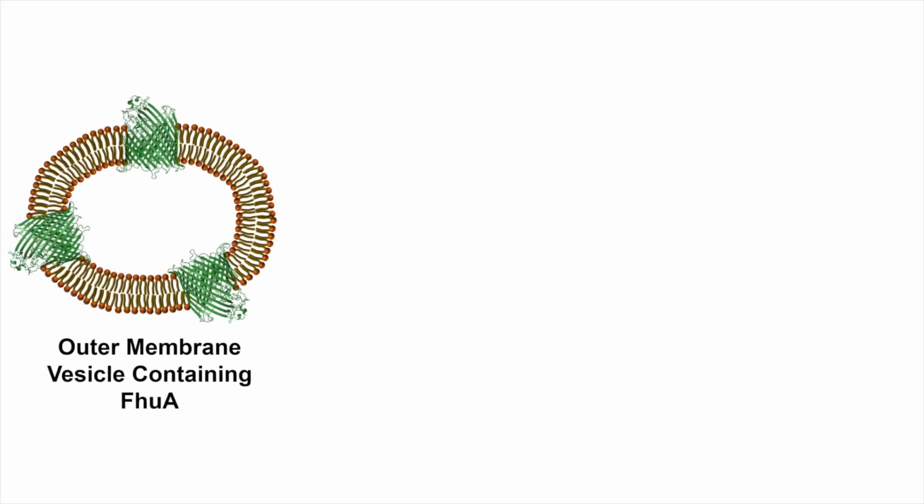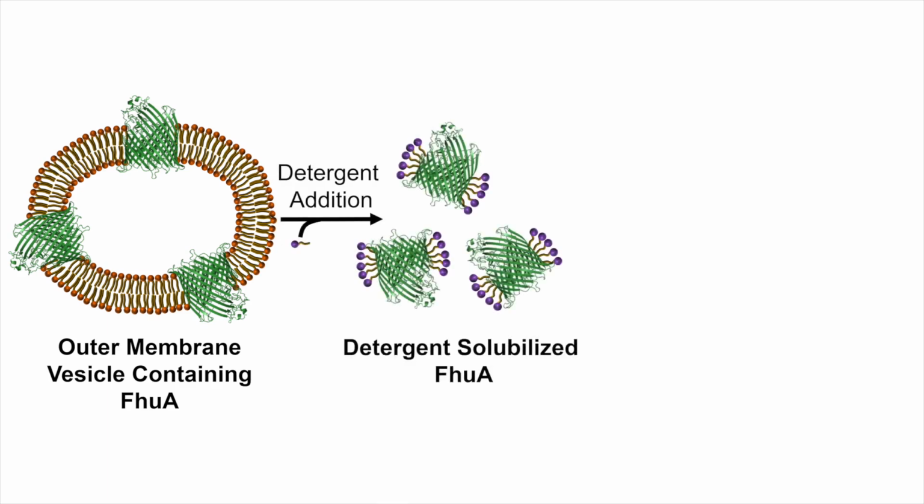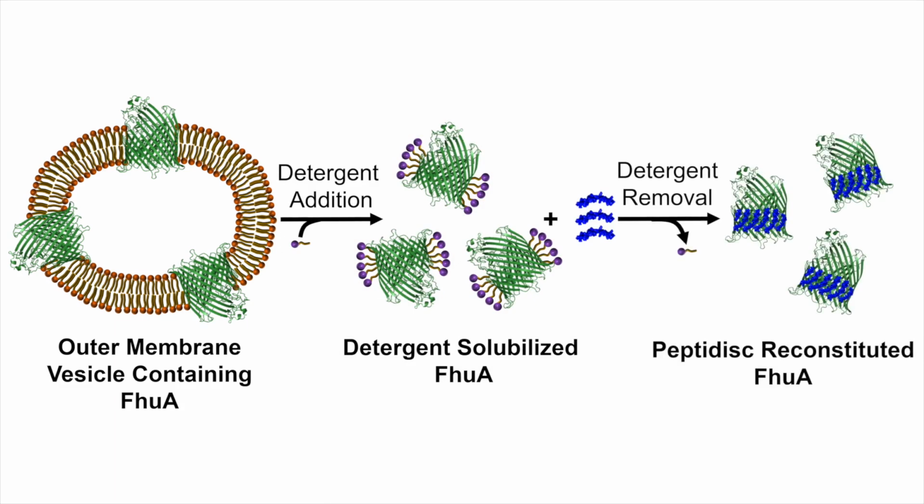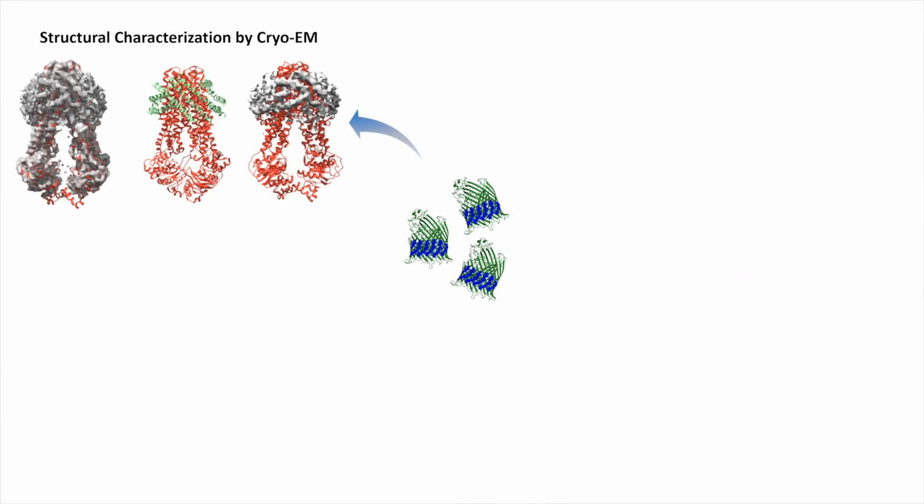FepA, an E. coli outer membrane protein, will be used as a model target protein to be reconstituted in this protocol. Outer membrane vesicles will be isolated, followed by the addition of detergent to solubilize the membrane proteins. The Peptidisc peptide is added to the solubilization, and detergent is diluted away, spontaneously forming Peptidisc particles. These stabilized soluble particles are now amenable for numerous downstream applications.